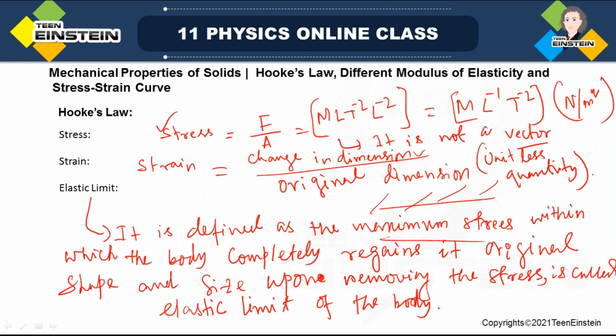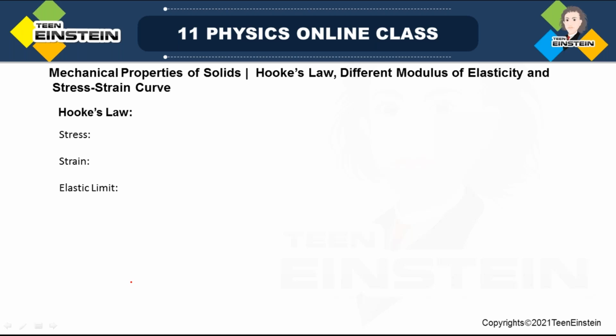Now, if we apply stress to any body beyond its elastic limit, it will acquire a permanent deformation, and then the object is called overstrained. Now, these are the terms which are needed to define or to learn Hooke's law. That's why I recapped this portion.